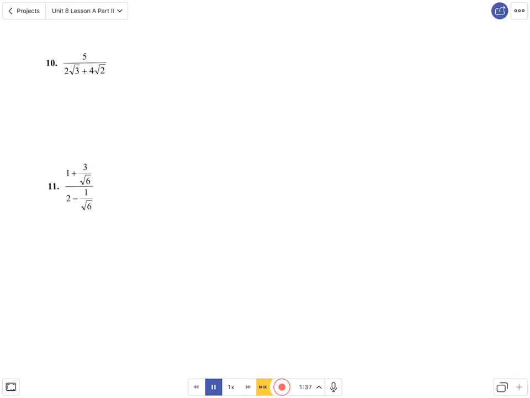rad 3 plus 4 rad 2 in the denominator. We're going to change that to 2 rad 3 minus 4 rad 2. So over here on the right side, we have a conjugate.